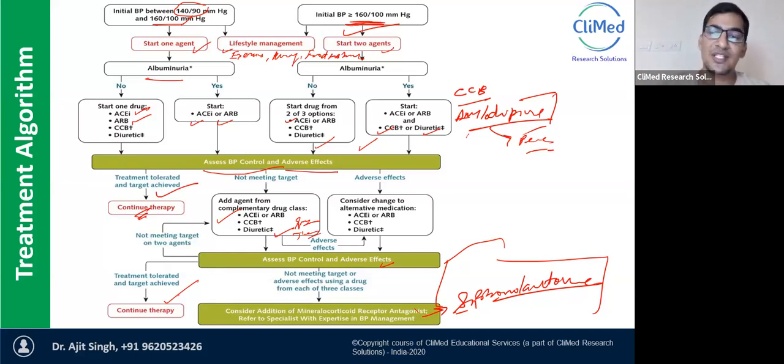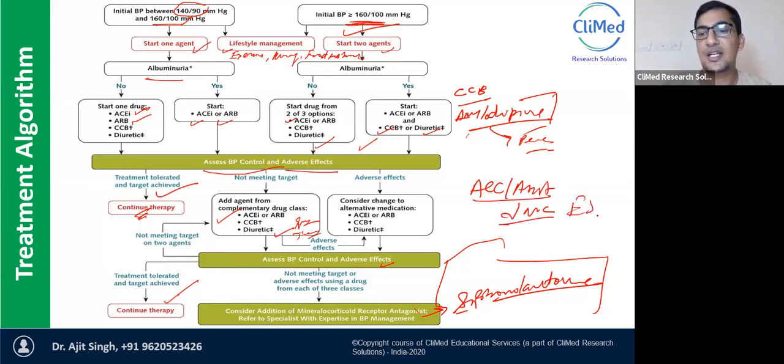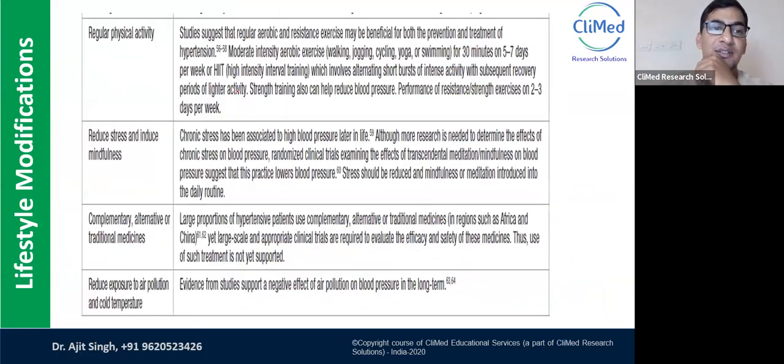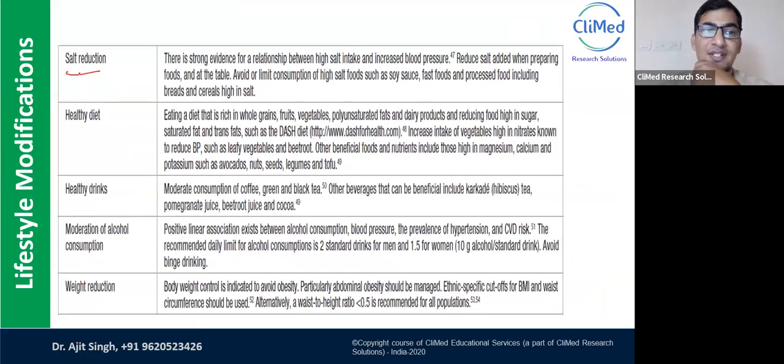According to the new ACC or AHA guidelines, or the new JNC guidelines, or the new ESC guidelines, beta blockers are not the first or second consideration, right? Now, what are the lifestyle modifications we can check for? First, definitely the salt reduction. First is salt reduction.